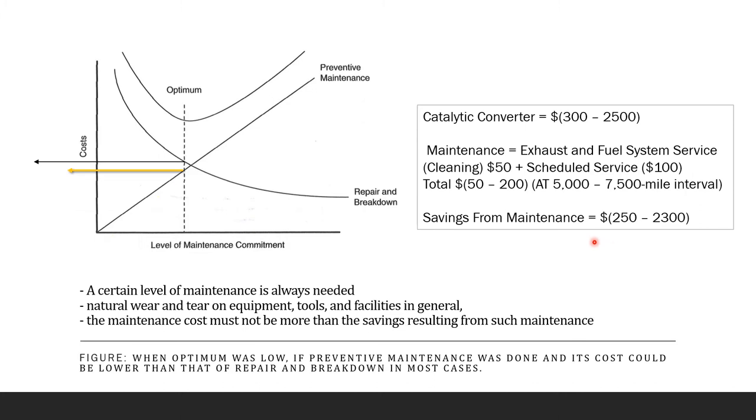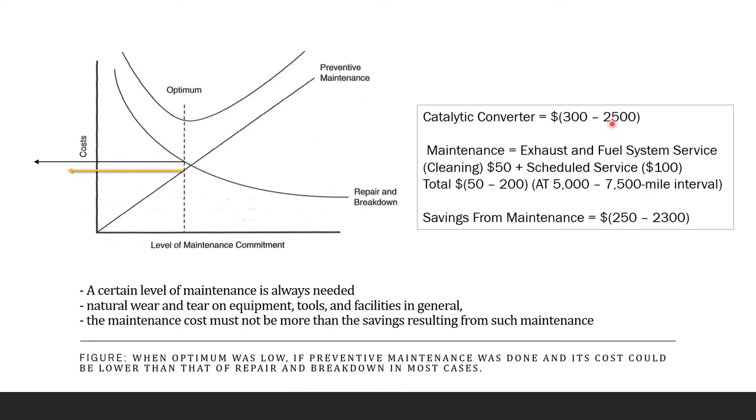So here is a calculation example. Let's say you have a car, and your car optimum is low because you're having an issue with your catalytic converter. It won't break down right away. You can still run the car, but you will have some warning coming up. A catalytic converter can cost, depending on the model of your car, 300 to 2,500. This is just an example. So anyway, it costs this much.